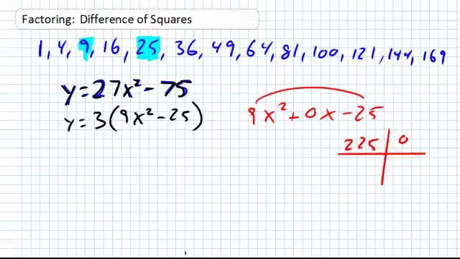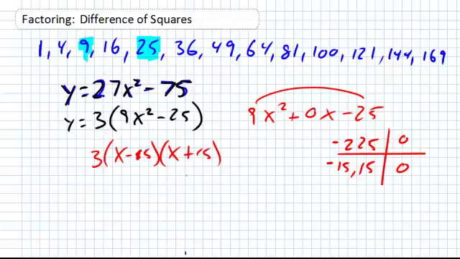So I need two numbers that multiply to be 225 and add to be 0. You can see right away that's going to be pretty tough. I know it's going to be the square root of 225, which is 15, so 15 times 15. This is negative, so one's going to be negative. Negative 15 and positive 15 equals 0. We could go through our whole technique of doing 1, then 2, then 3, then 4. As you can see, it would take a while. So this gives me 3 times x minus 15 times x plus 15.